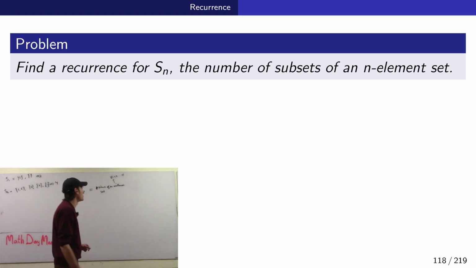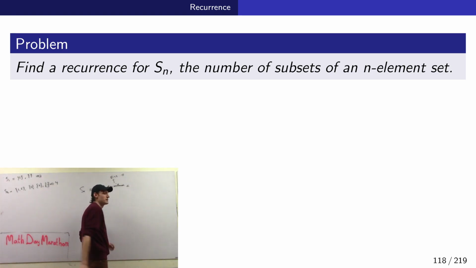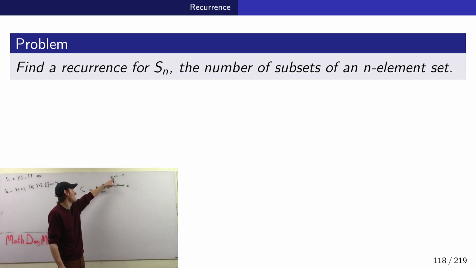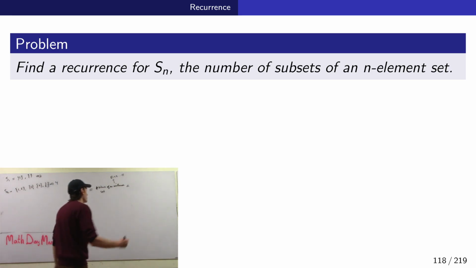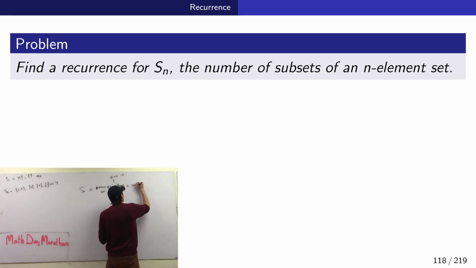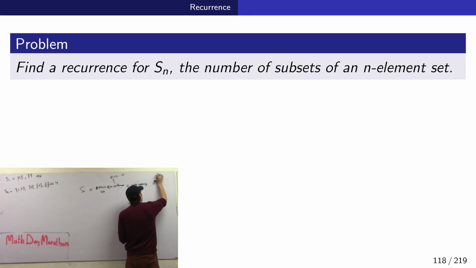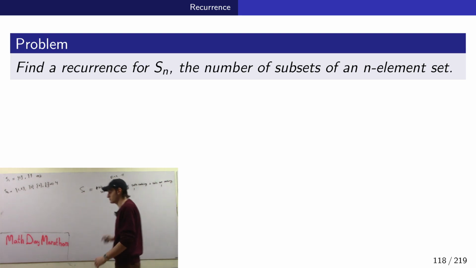So here, I'm going to break this into 2 cases. I'm going to count all of the sets that contain the number 1, and all of the sets that don't contain 1. So it equals sets containing 1, plus sets not containing 1. Okay.